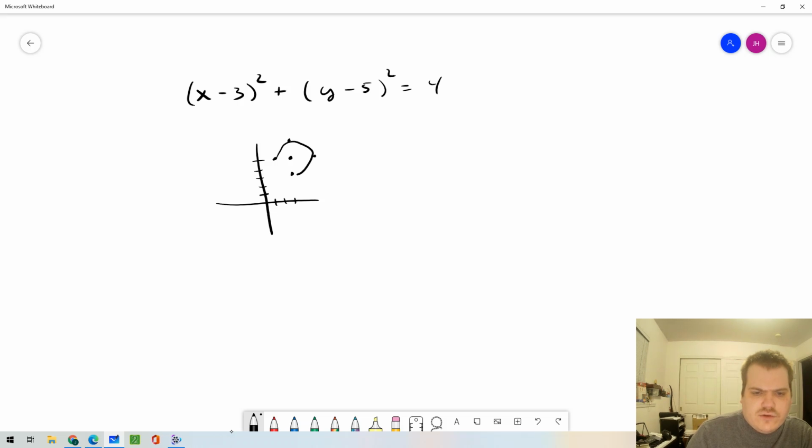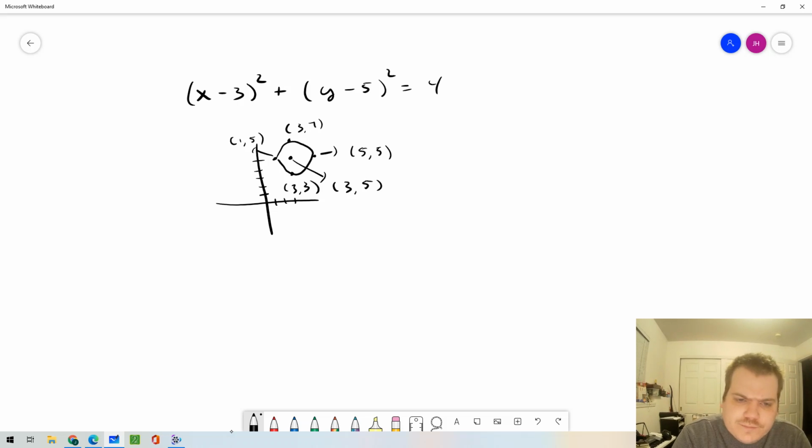There's my circle. And you can notice that if this is the point 3, 5, then this is going to be the point where I'm adding to the x. So this is going to be point 5, 5. This is going to be point 3, 7 because I'm adding to the y. This is going to be the point 1, 5. And this is going to be the point, I'm moving the y, so it's going to be 3, 3.